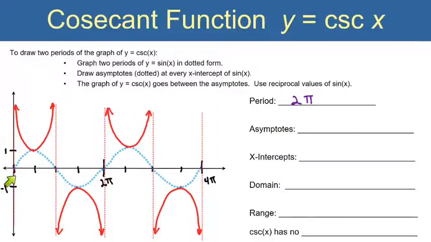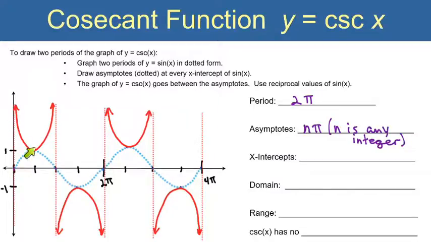Okay, now where are we seeing asymptotes? The asymptotes appear to be occurring at, well, I see 2 pi here, and therefore this must be 1 pi, 2 pi, 3 pi, 4 pi. So the asymptotes are occurring at all the whole pi's. So we'll write n pi, where n is any integer.